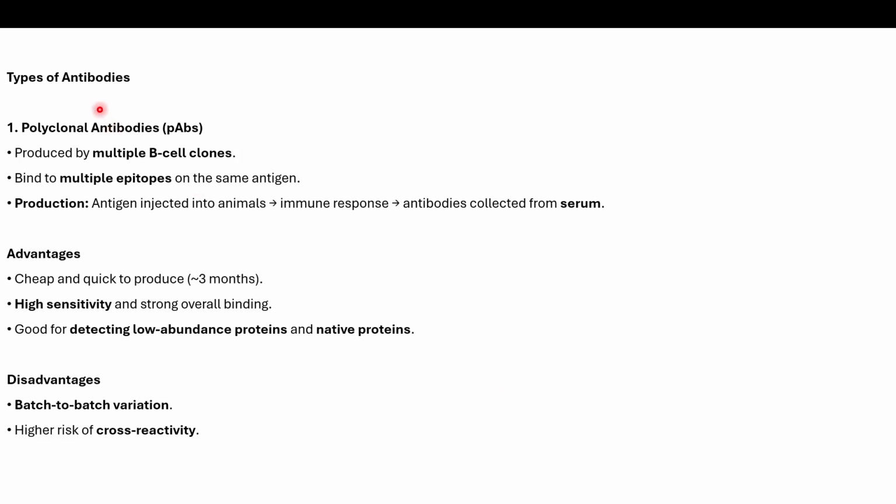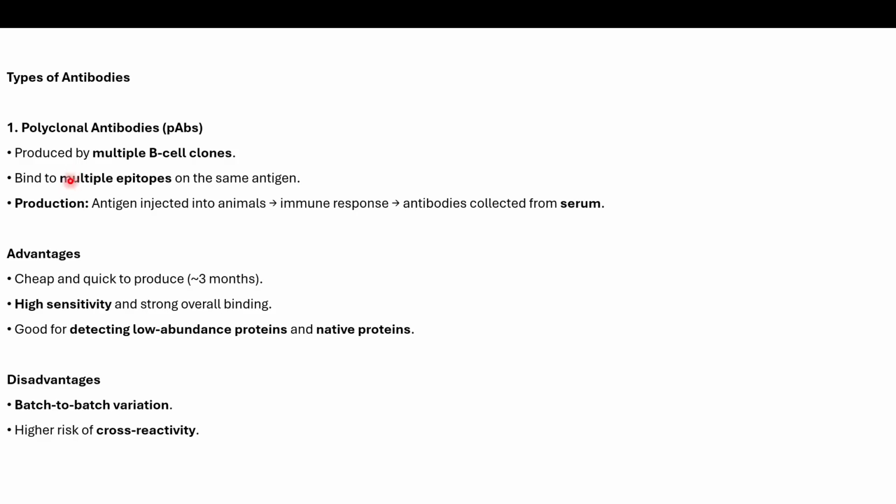And if we talk about types of antibodies, there can be monoclonal or polyclonal antibodies. Polyclonal antibodies, or PAbs, are produced by multiple B cell clones and can recognize multiple regions of the same antigen, or multiple epitopes of the same antigen. So, how is it produced? The antigen is injected into the animals. Whatever immune response is sparked, the antibodies are then collected from the serum.